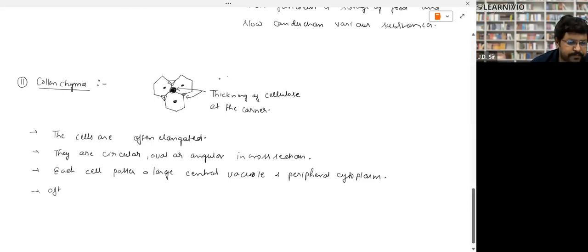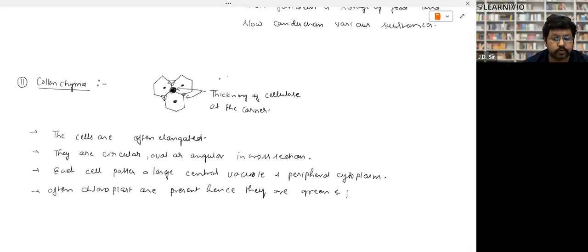Often, chloroplasts are present. Hence, they are green, so they appear green in color and are photosynthetic. They perform photosynthesis, and there is one more important thing left.